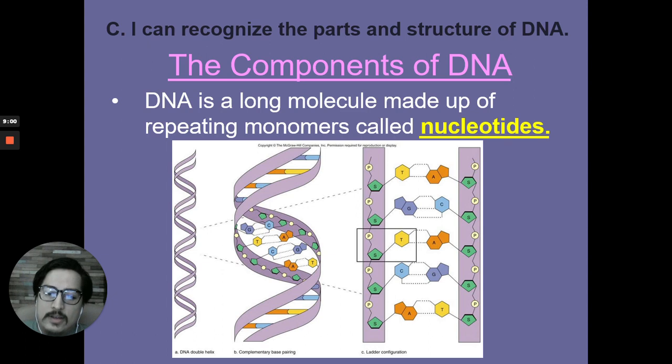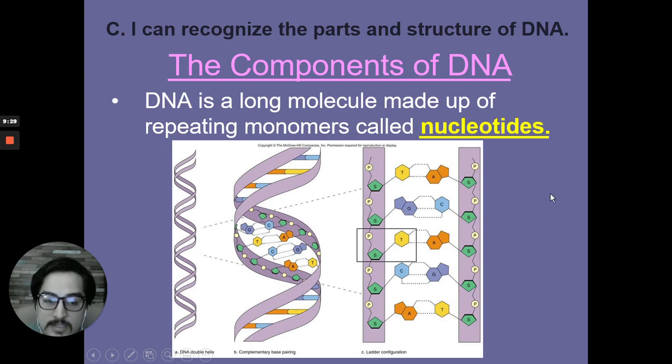What it says here is DNA is a long molecule made up of repeating monomers called nucleotides. So once you put one of each part, one phosphate, one sugar, and one base, you get what is called a nucleotide. If you zoom in on this little box, it's important because you have one phosphate, one sugar, one base.